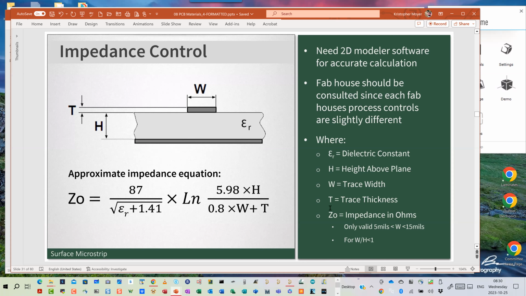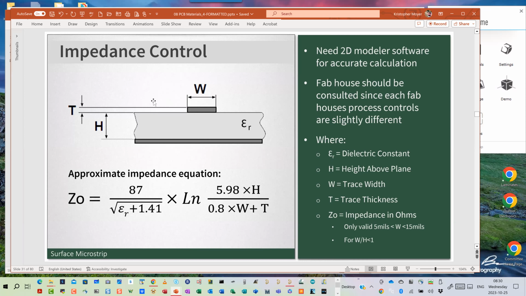Now, with this one, there are two caveats to the characteristic impedance equation. Again, since these are first order approximations, this is only valid for widths of about 5 to 15 mils. Again, as Kevin was mentioning, he's run into issues with fabricators: traces being too narrow, the math stops working; traces being too wide, the math stops working. You get too much variance, right?